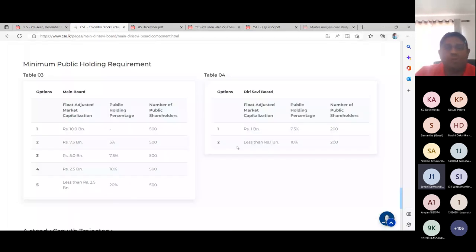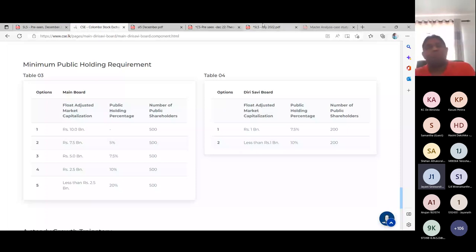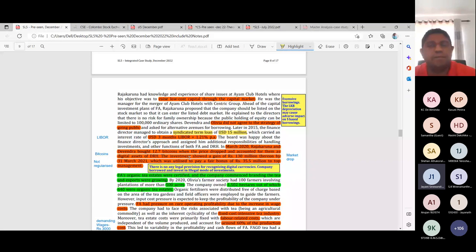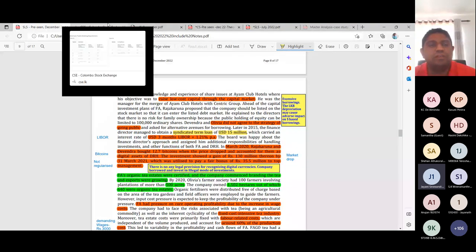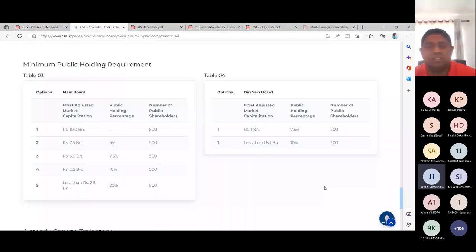Minimum 100 million and 200 number of shareholders, no, sir? Public share. Shareholders, no? Am I correct? 200 shareholders, yeah. 200 shareholders and 1 million. But 100,001 ordinary shares have the holding of equity, can be 100,001. I can't see such information.